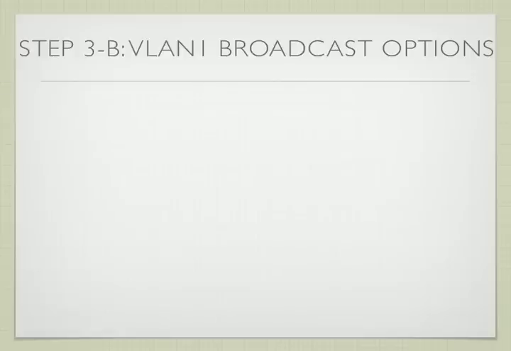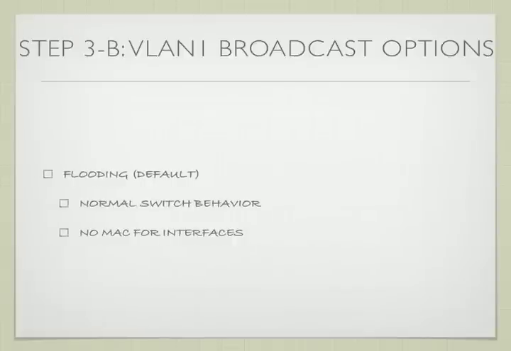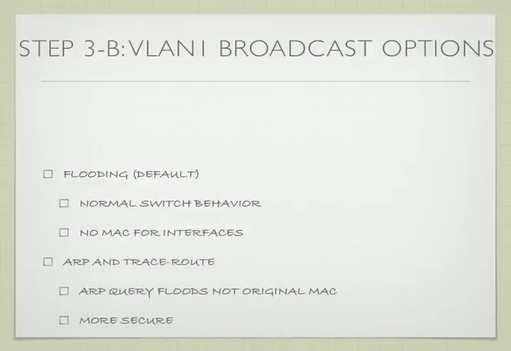Now the second set of options we have in our VLAN 1 interface are broadcast options. We can choose between flooding, which is the default, and then our device is going to behave entirely like a normal switch, which means if a packet comes into our switch port and we don't have an entry for it already in our ARP table, we're going to flood the packet out everywhere that we're connected to in order to get it to its destination. And there are no MAC addresses therefore associated with our interfaces because they're all operating at layer 2.